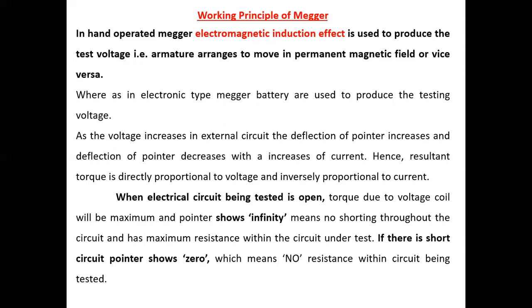When the electrical circuit being tested is open, the torque due to the voltage coil will be maximum and the pointer shows infinity. Means no shorting throughout the circuit and maximum resistance within the circuit under test. If there is a short circuit, the pointer shows zero value, means no resistance within the circuit being tested. As the circuit is open, the resistance should be maximum, that is infinity, and when the circuit is short circuited, it shows zero resistance.